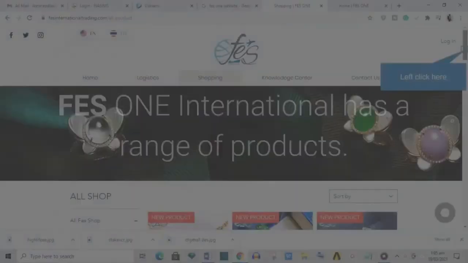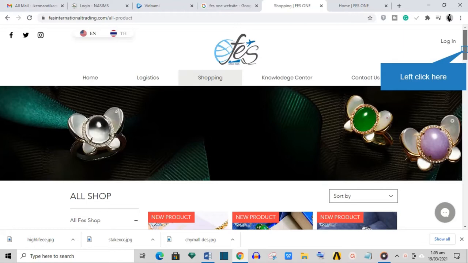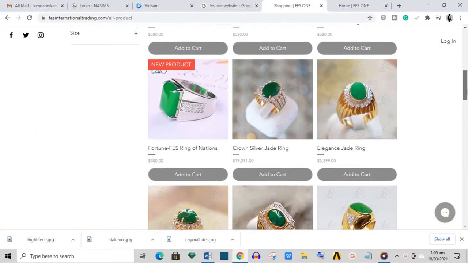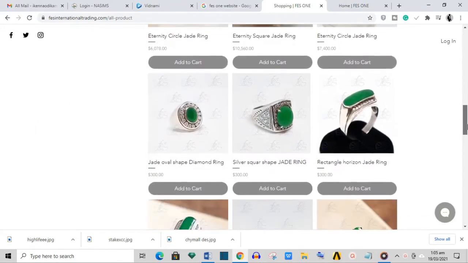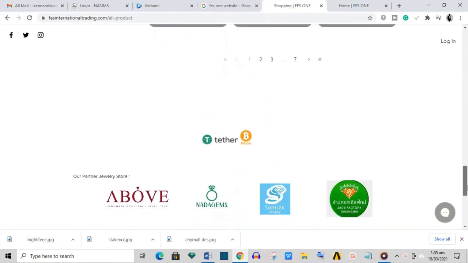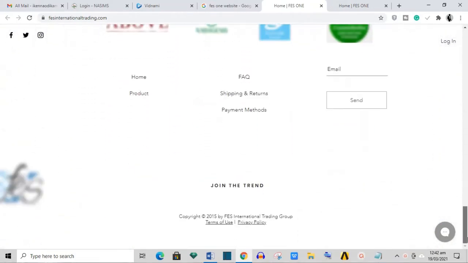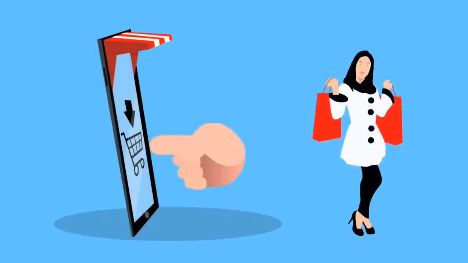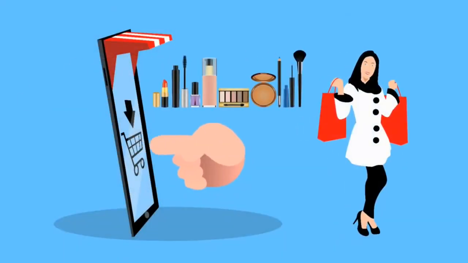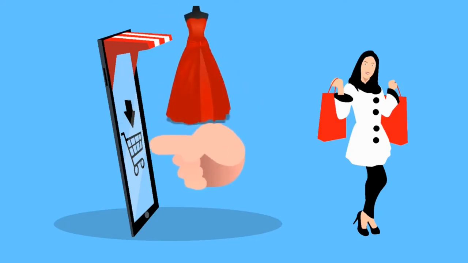Company's products. FES ONE International has a range of products. FES focuses on designing, manufacturing, and selling jade products and exporting them to global markets. They mainly sell jade products with various vendors to provide their customers with a variety of jade products. Once you register, you're going to get products worth your registration amount. This is a huge credit for the company, as affiliates can have access to some products which is somewhat commensurate to the amount they invested in the business.